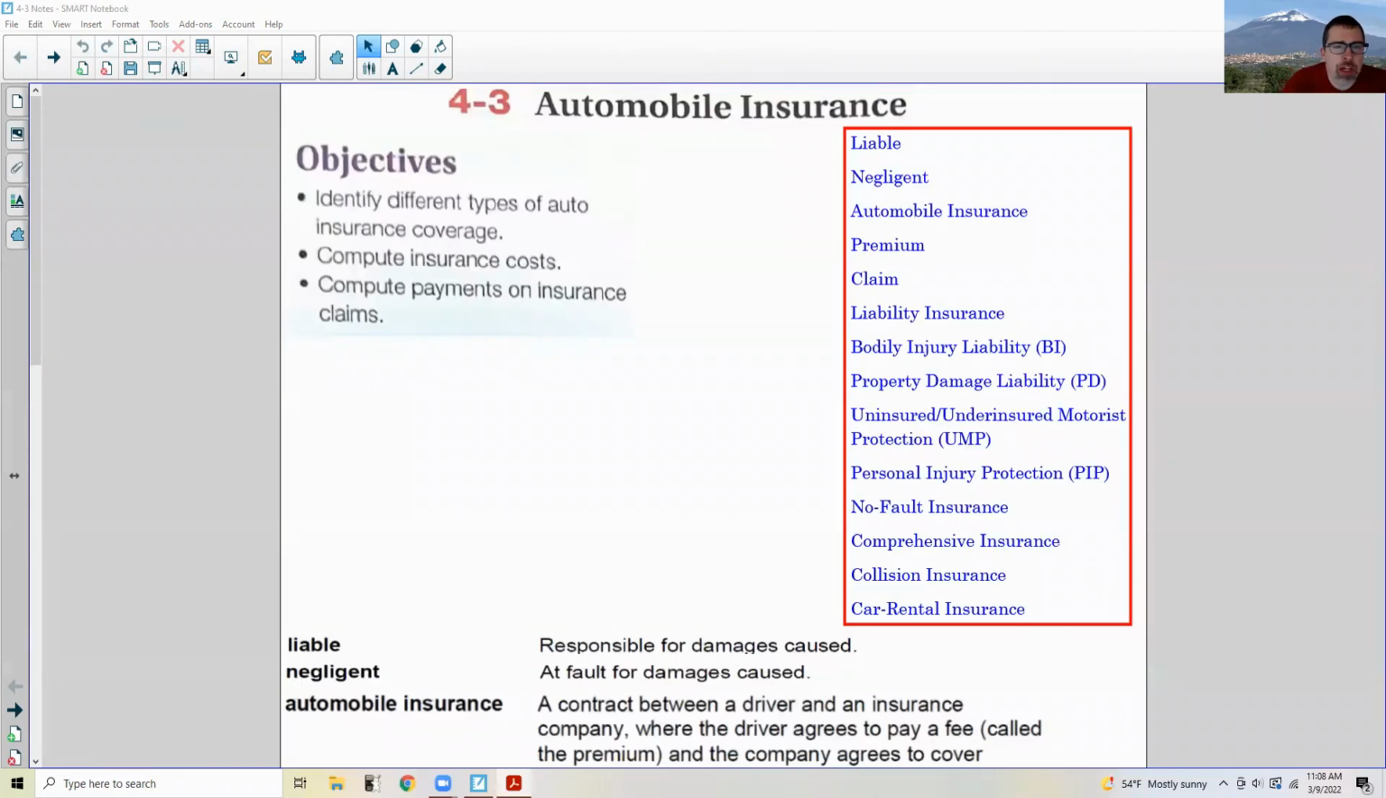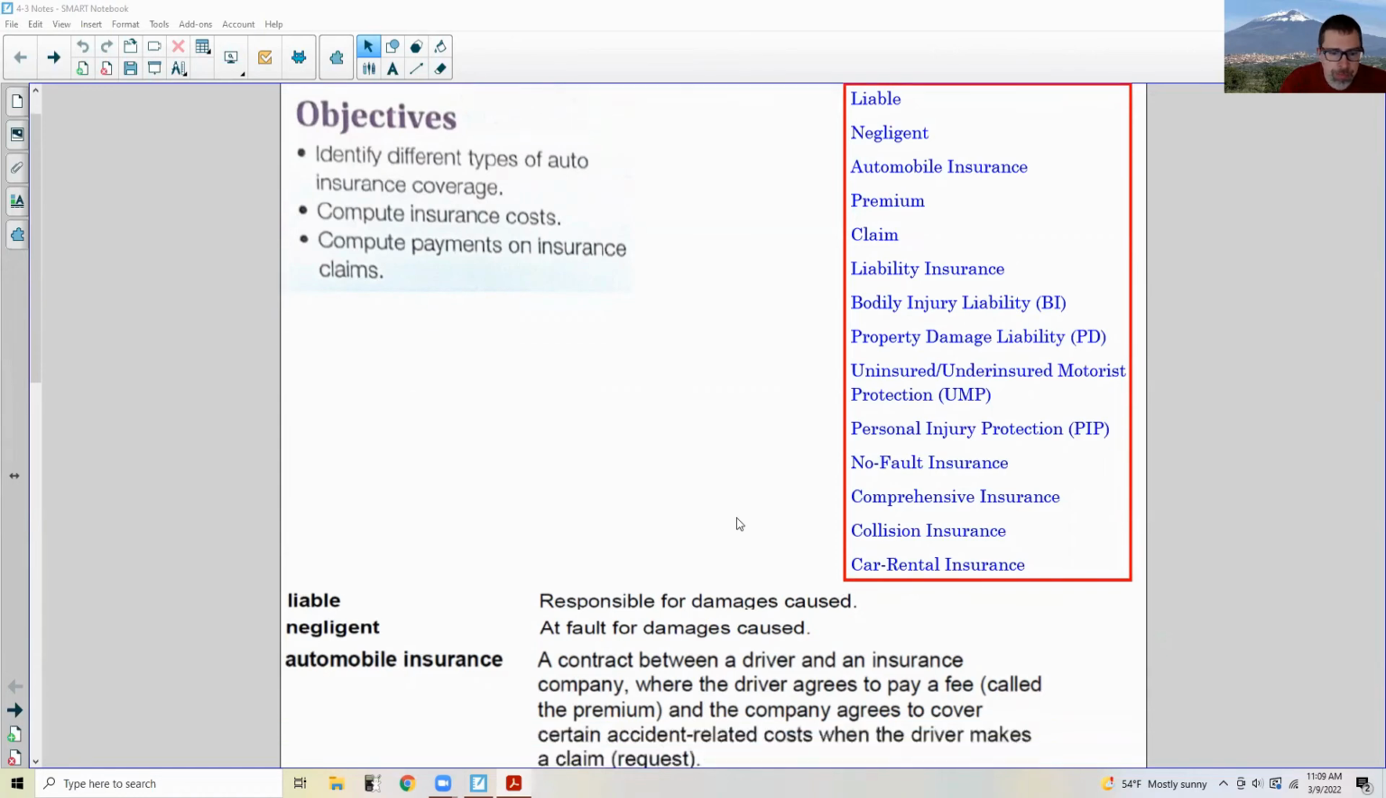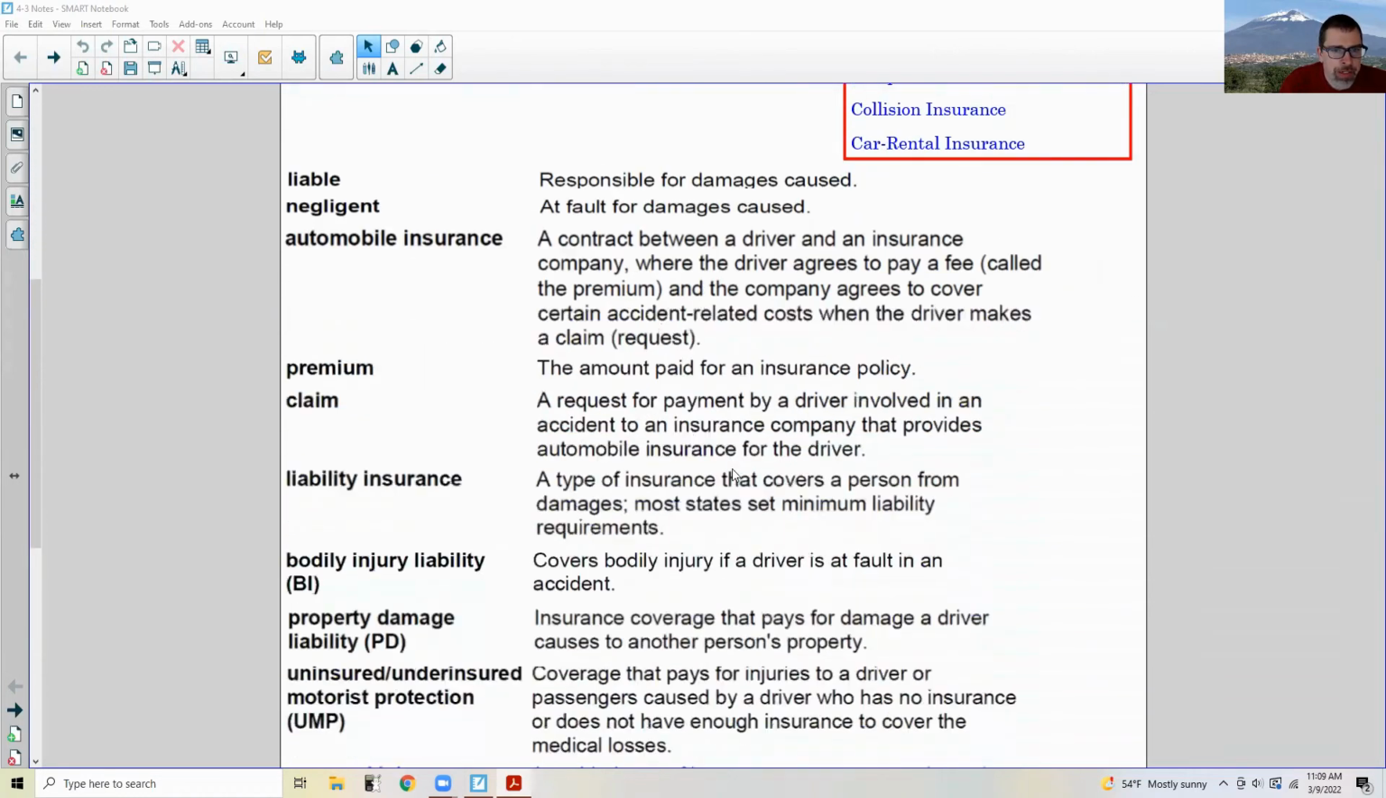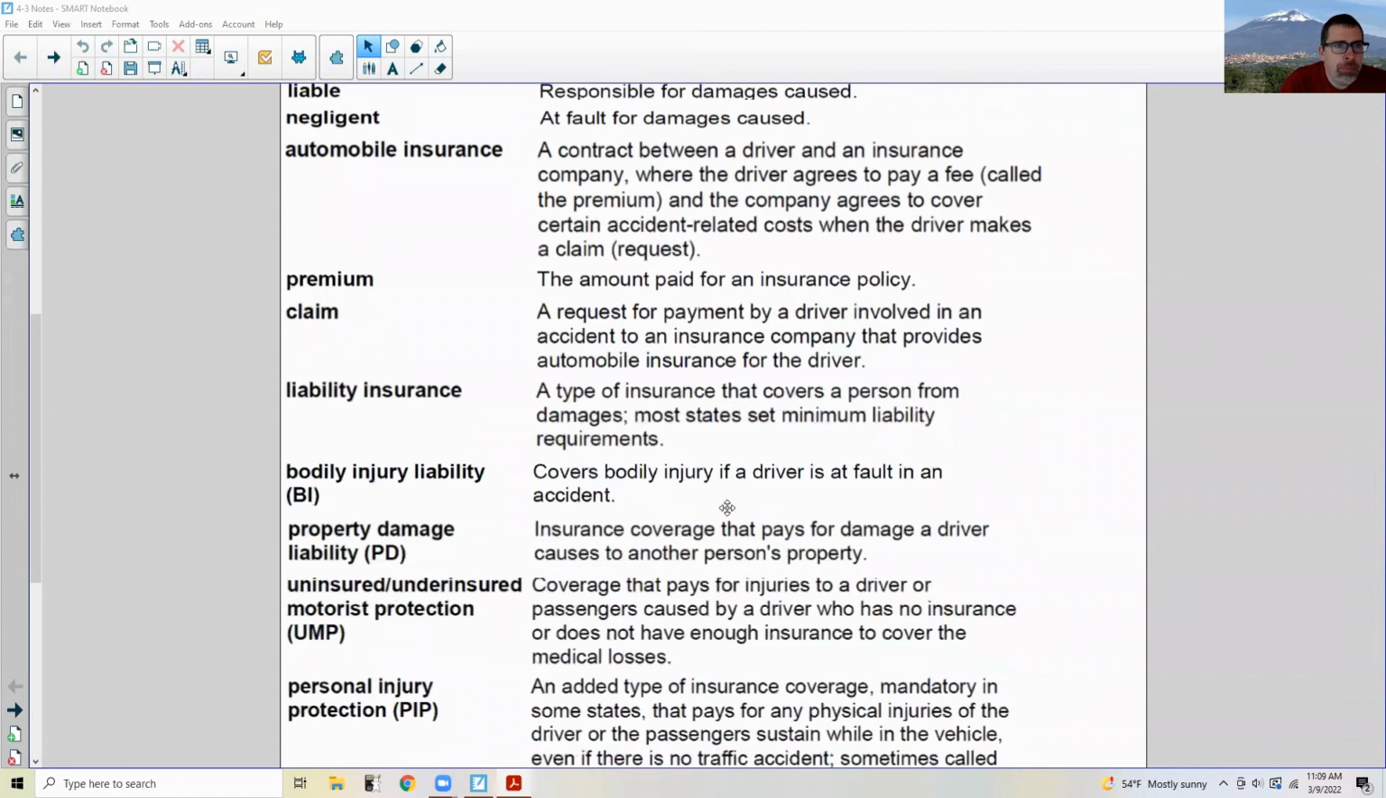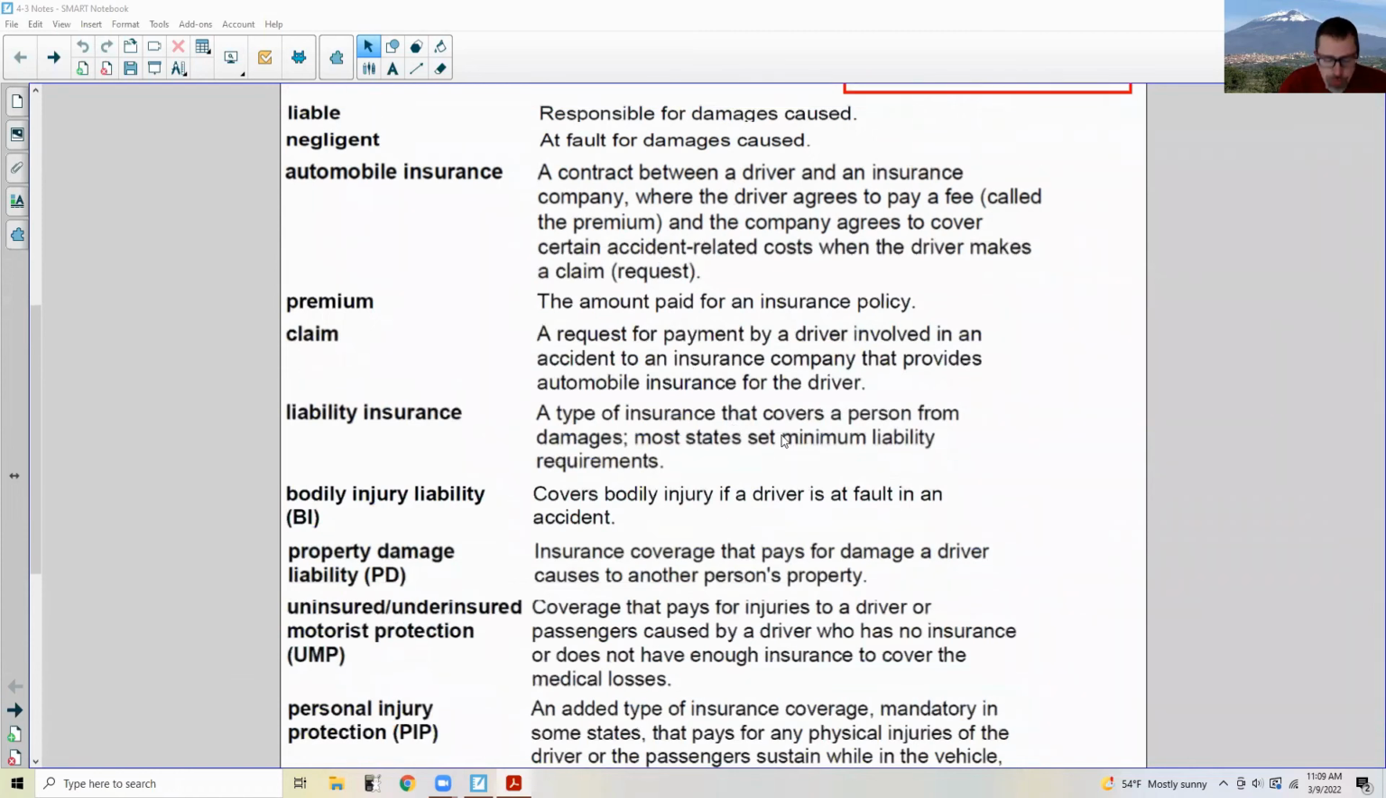Okay, chapter 4.3 is automobile insurance. The objectives in this lesson are to identify different types of auto insurance coverage, compute insurance costs, and compute payments on insurance claims. There's a whole pile of vocab in here, so I brought it in. Liable. Liable means you're responsible for damage caused. Negligent. That means you're at fault for damages caused. So if you're negligent, you're liable.